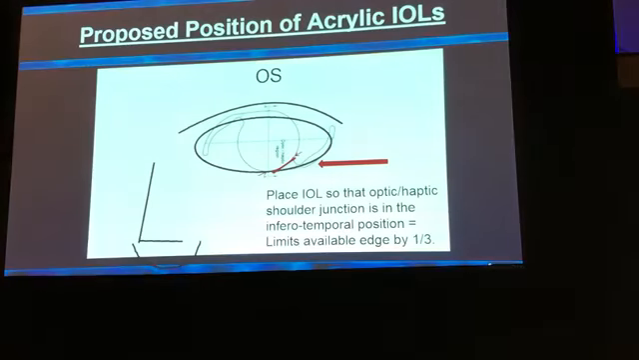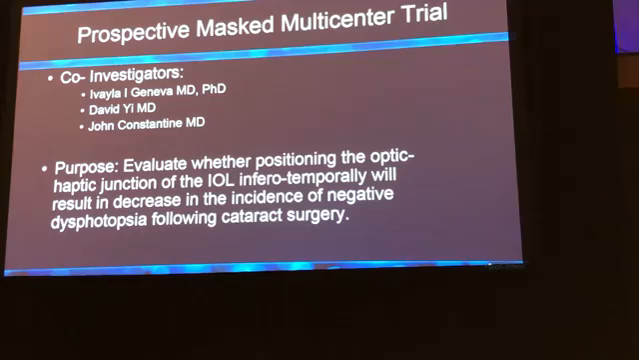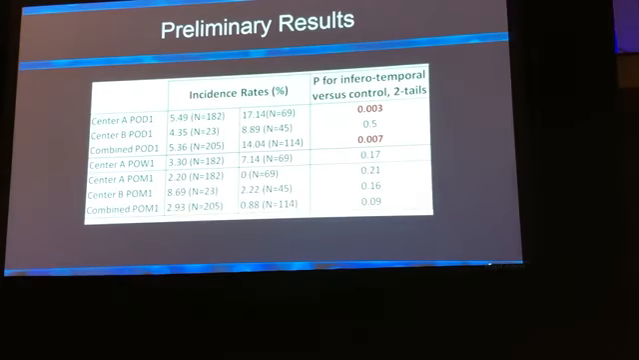So we went ahead and did this proposed position, and we did a prospective, masked, multi-center, contralateral eye study, where in one eye, they had the study position, which is the infratemporal horizontal position, and in the other eye, they had a vertical position, and the patient was masked, did not know which eye was which. We did 319 eyes. There was a whole other 100-arm study where we did a silicone three-piece lens to see the incidence of silicone versus these acrylic. And very quickly, what we found was, in fact, it worked.